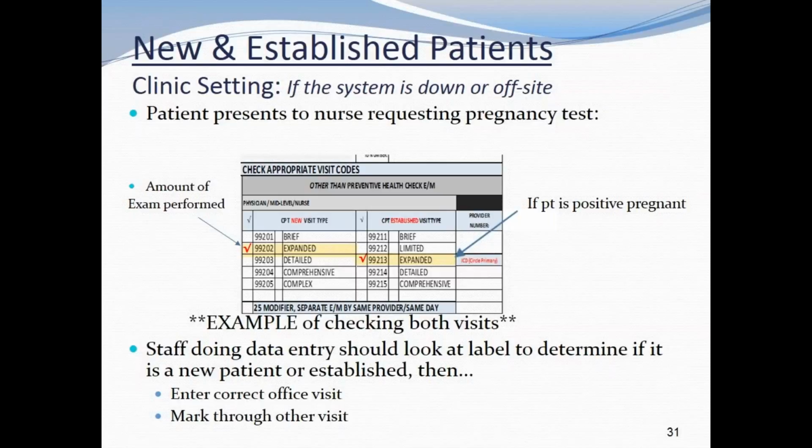I've shown you an example of how to do that. What's going to happen is once that clerk gets that in front of her, the system is going to spit out a label that says new or established. Based on that, she can mark through whichever one is not correct. Just something to think about.